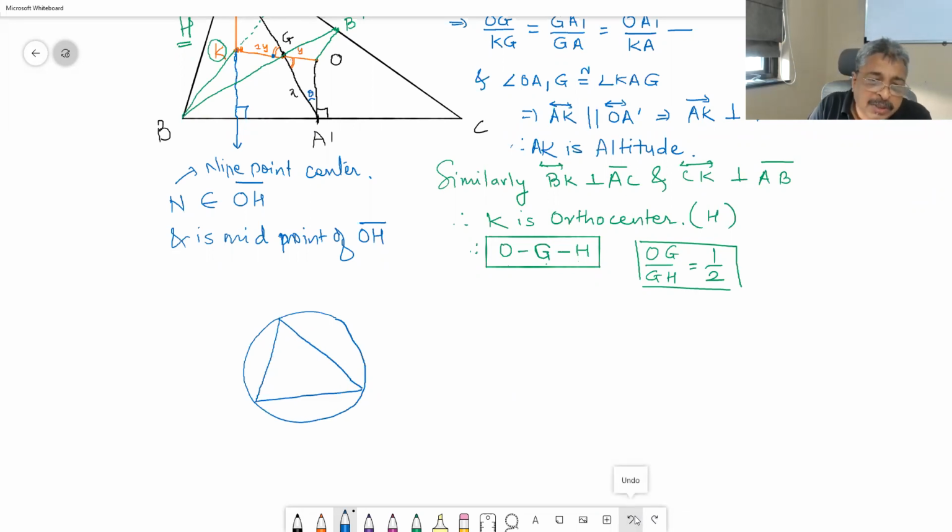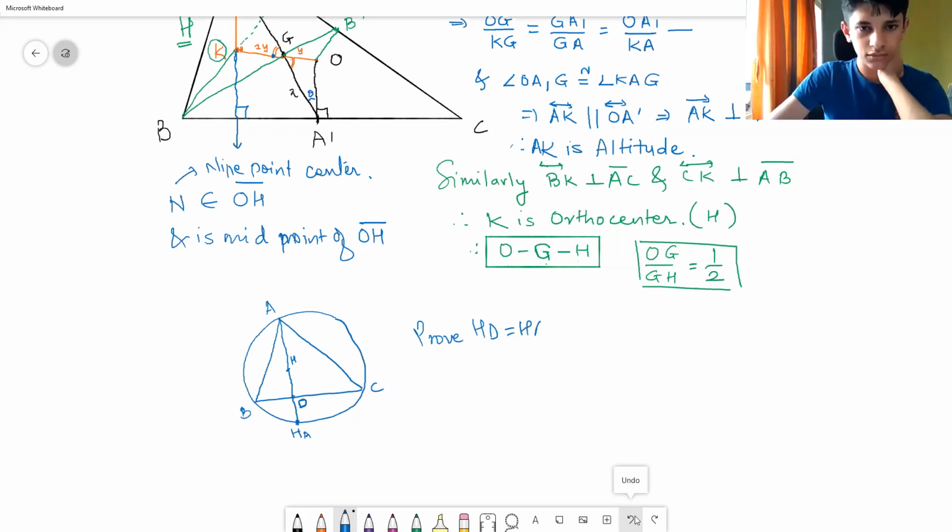Okay, this is triangle ABC with circumcircle, and if I drop my perpendicular, which is the altitude, and extend it up to the circle, this we normally call HA, and this is your H, which is the orthocenter. This point is normally denoted by the letter D. Prove HD equals HA. Sir, this was proved last year in the altitude circumcircle configuration.